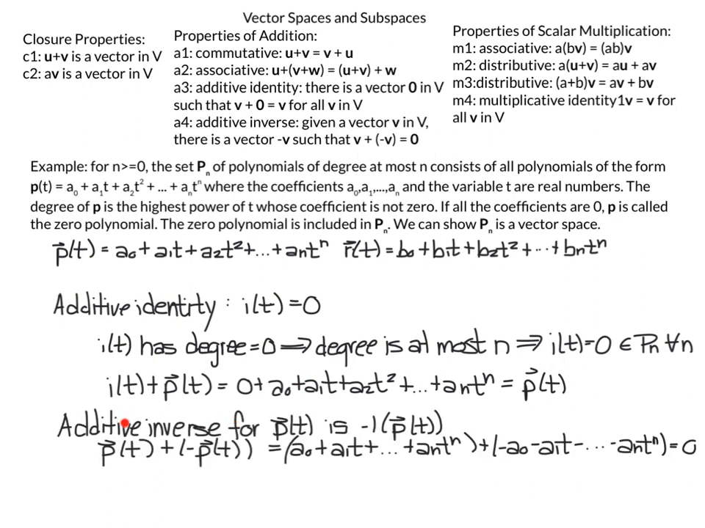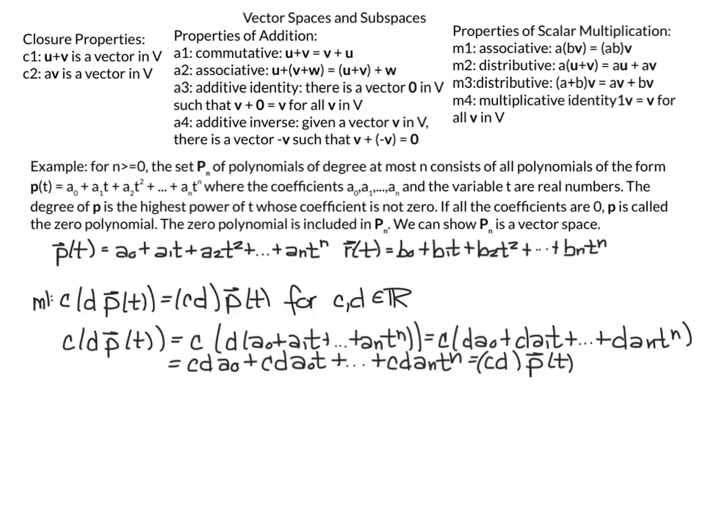Now we can talk about additive inverse for a given polynomial. That's just going to be our scalar -1 times our polynomial. And then we can show that p of t plus negative p of t. Here I have p of t, here I have negative p of t. When we add, we group our coefficients together. So a0 minus a0 is 0. Having our a1t minus a1t, you can see it's equal to 0.